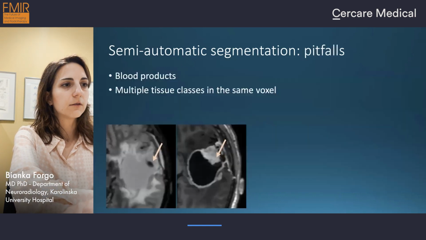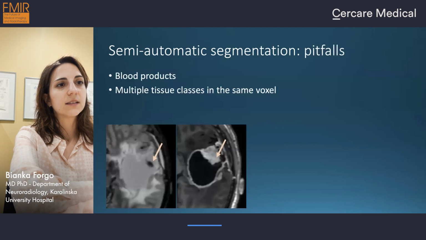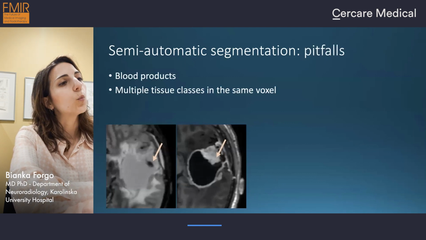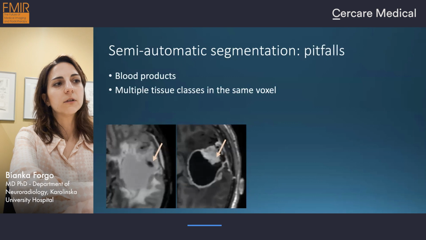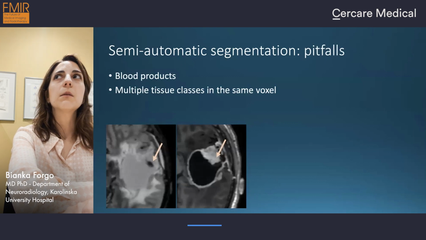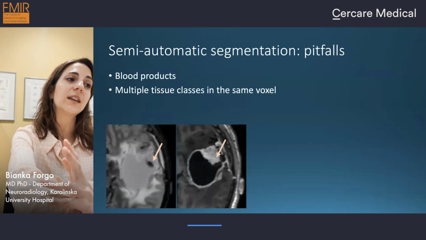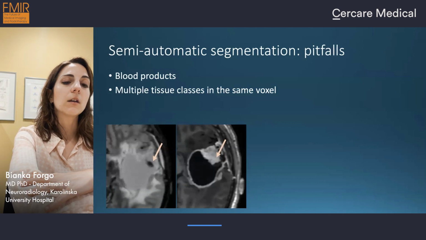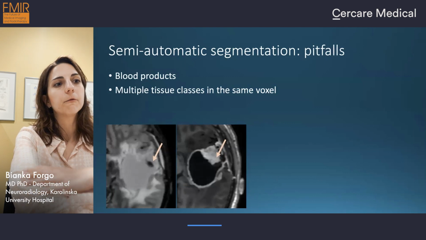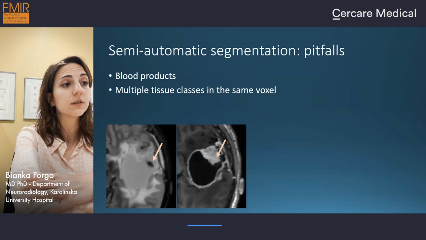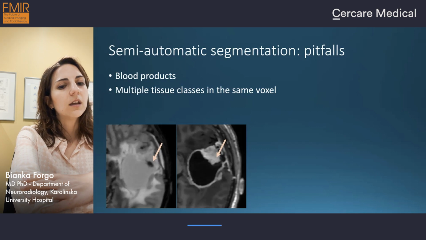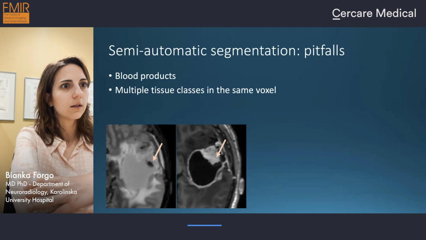Some pitfalls that arise when we do semi-automatic segmentations. We often struggle with blood products because these can be of low intensity on T2 weighted images, and they can also appear as high intensity areas on T1 weighted images. So that will be a confounder on the T1 weighted image after contrast. And so that is one issue that is quite difficult to resolve.